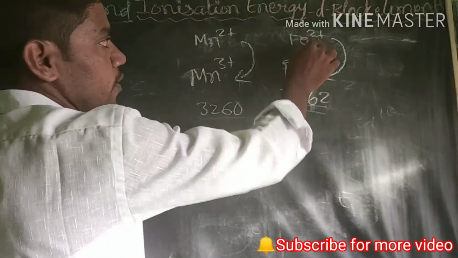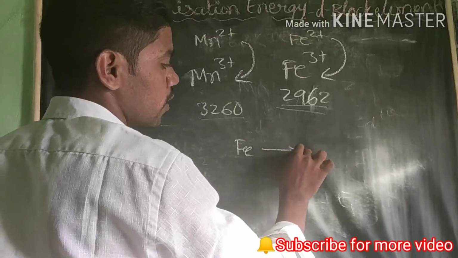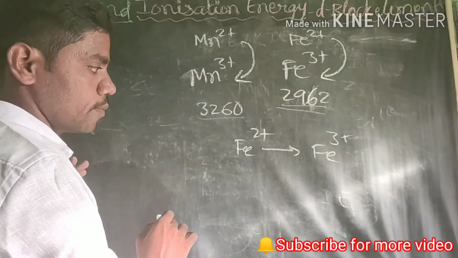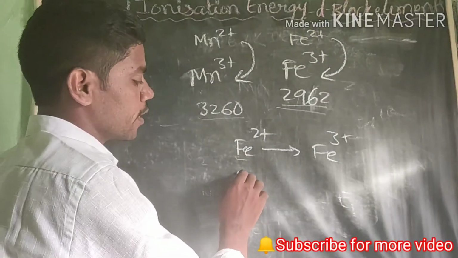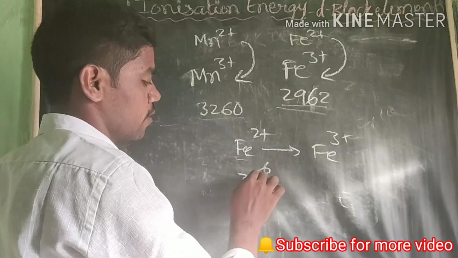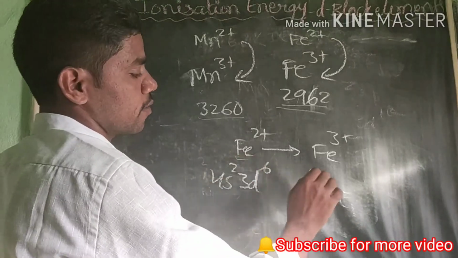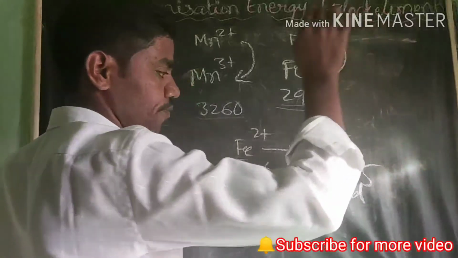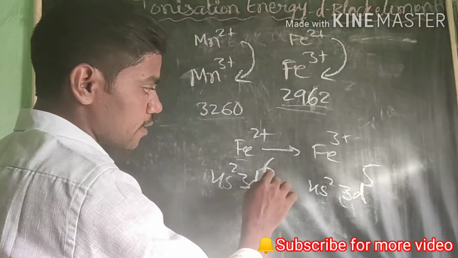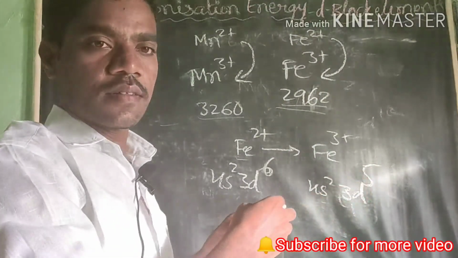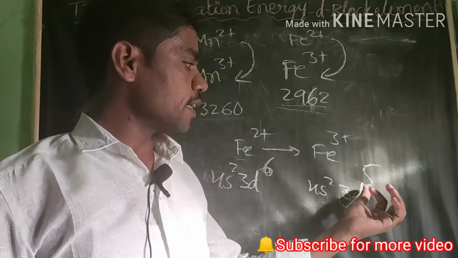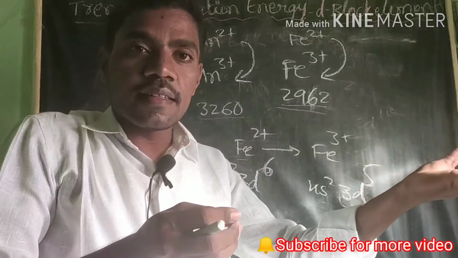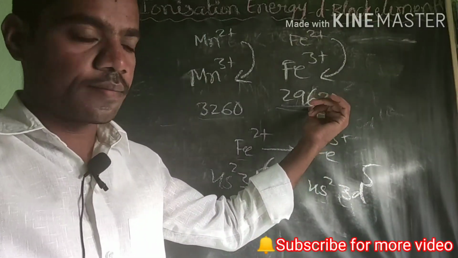Look, Fe2 has to become Fe3. This is the third ionization energy after the second. What is the electron configuration of Fe2 plus? It is 3d6. To become Fe3 plus, it becomes 3d5. Here there are 6 electrons, it removes one electron, it gives one electron easily and attains the stable 3d5 structure. Therefore it gives the electron easily, so ionization energy decreases.